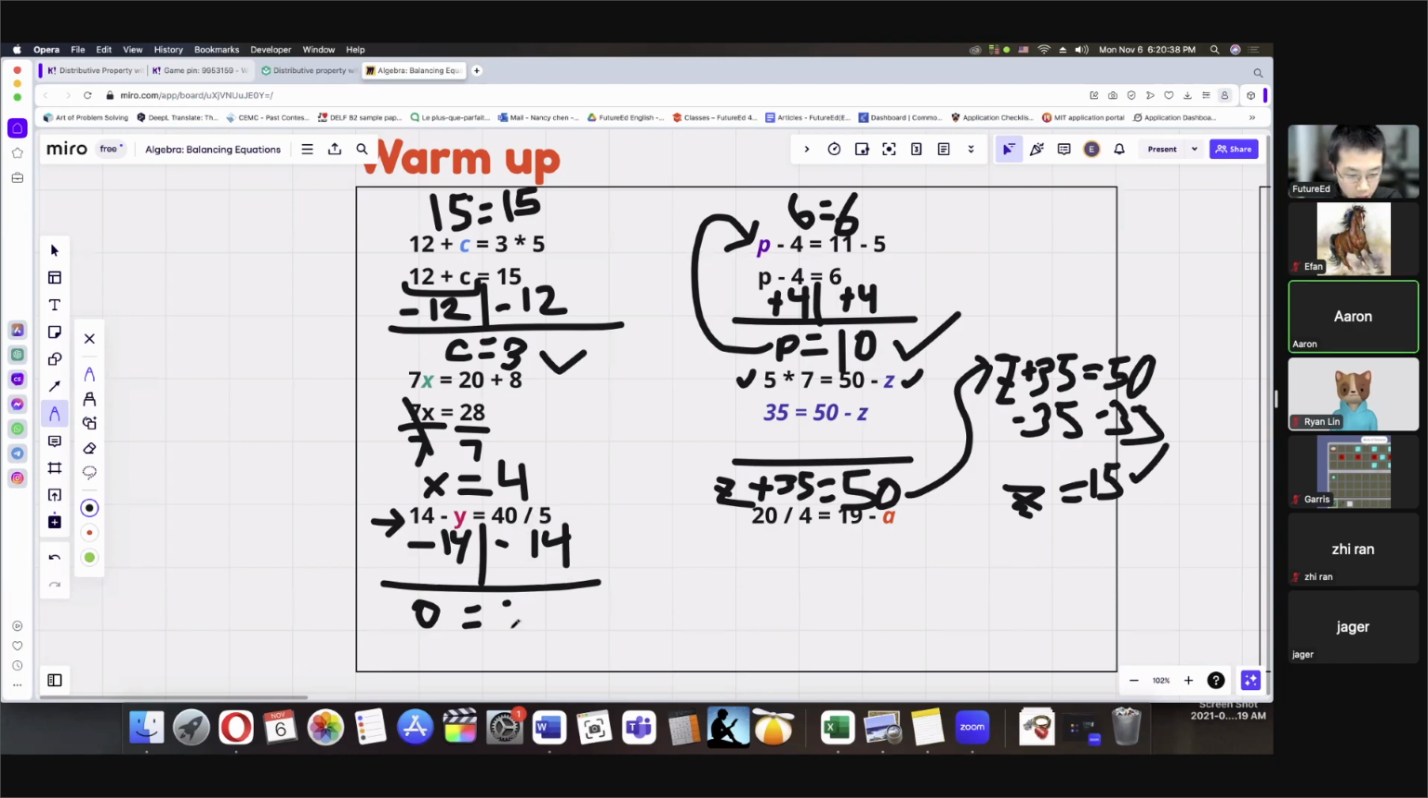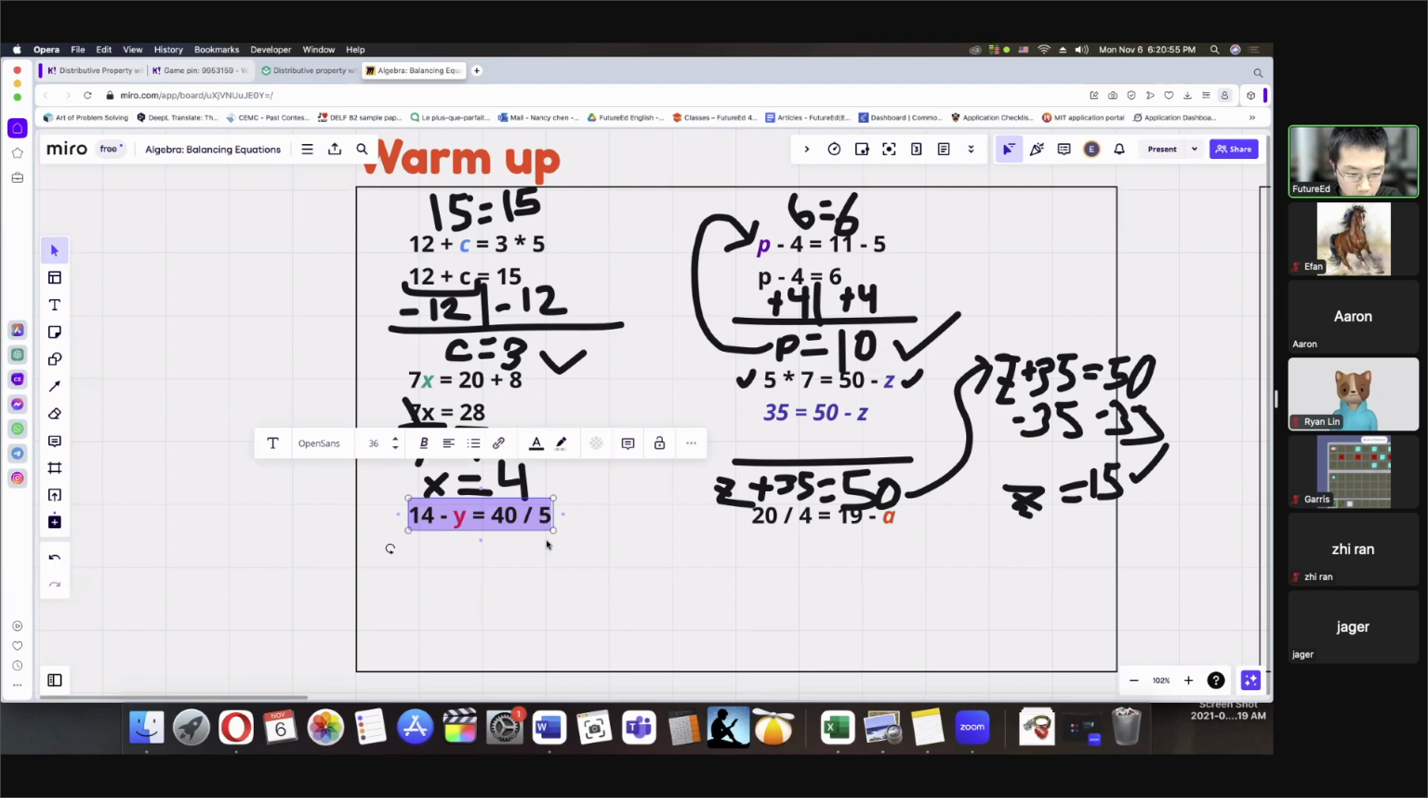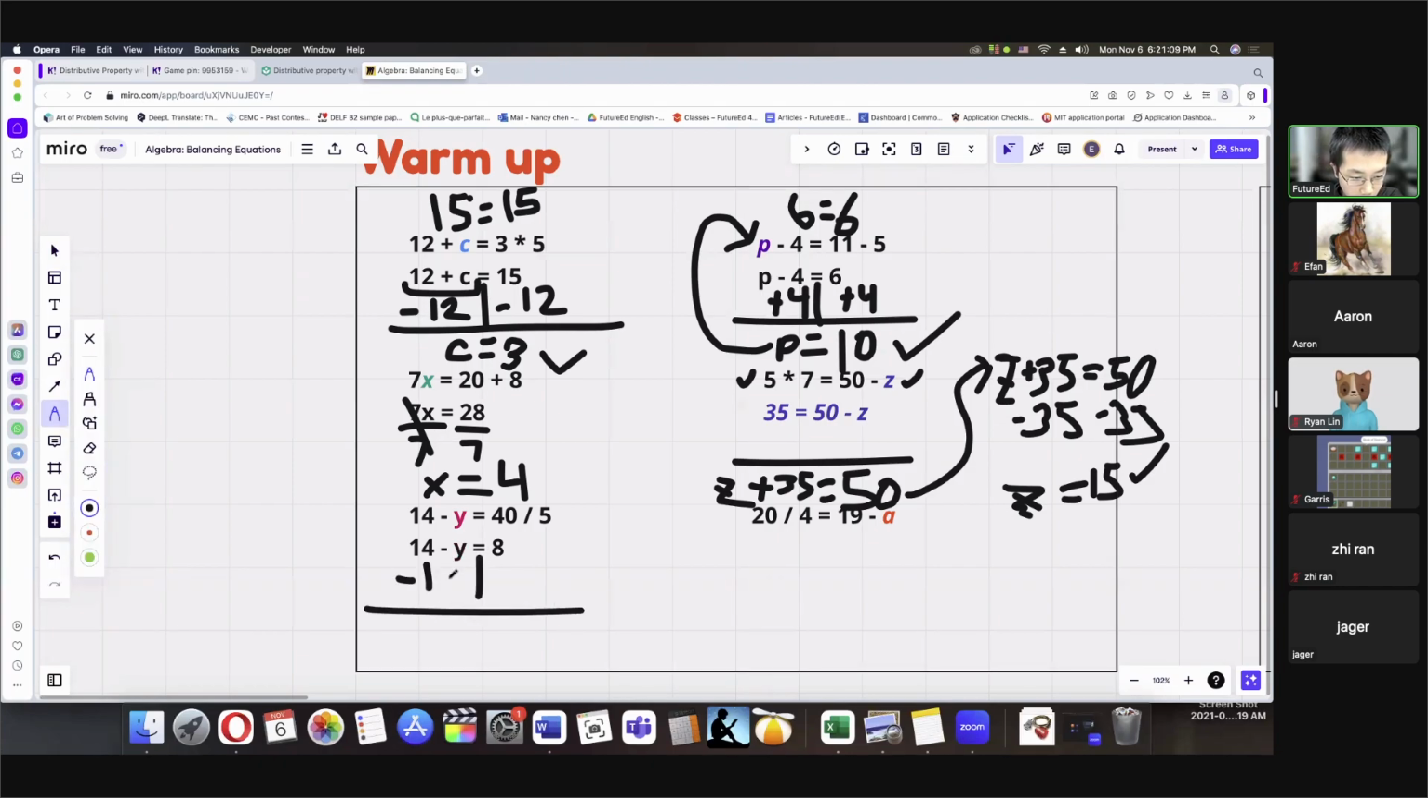8. Okay. Actually, before we subtract 14 on both sides, I'm just going to assume we did the division first. So we have 14 minus y is equal to 8. Let's write that down so it's not too messy. 14 minus y is equal to 8. And then you said subtract 14 on both sides. Good move. So we subtract 14 on both sides. And on the left side, what do you say it was again?